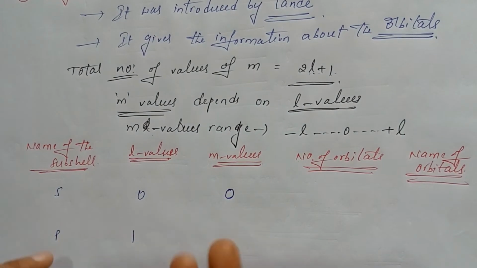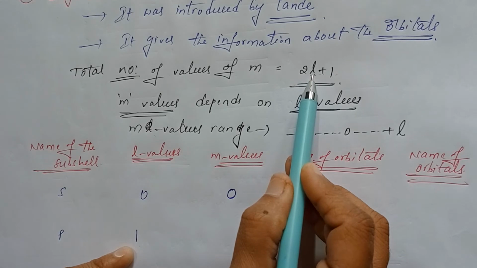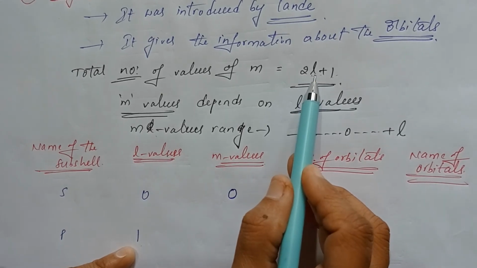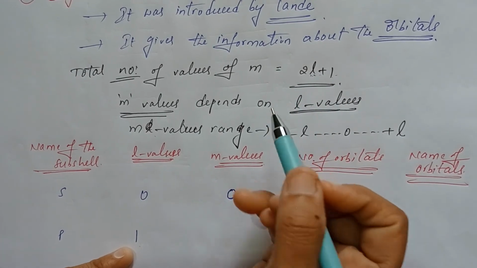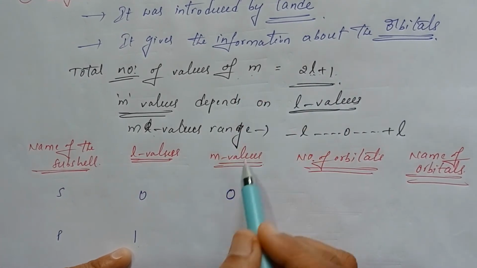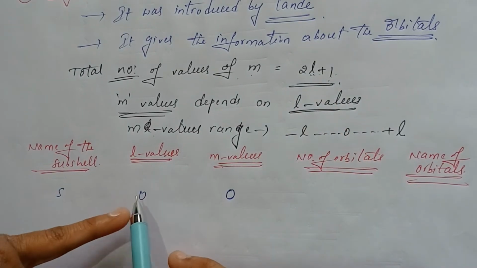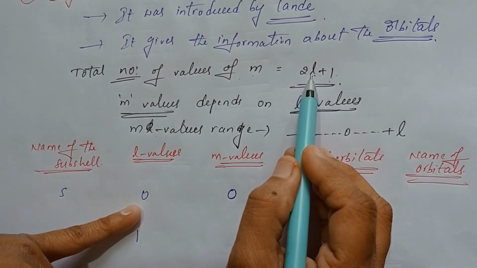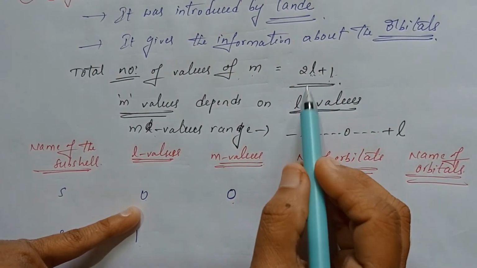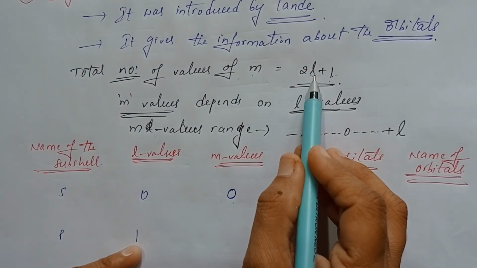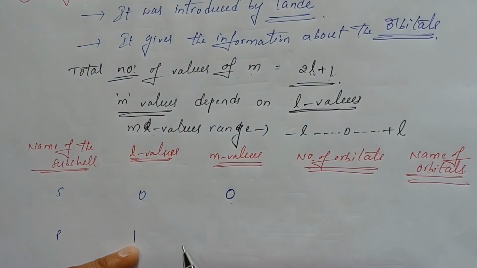Coming to p, the l value is how much? 1. Substitute l equal to 1 here: 2 ones are 2, plus 1, how much? 3. That means three values of the magnetic quantum number you will get. For s subshell, l value 0 gives one value, that is 0. And if I take l equal to 1, 2 plus 1 equal to 3, that means 3 values.